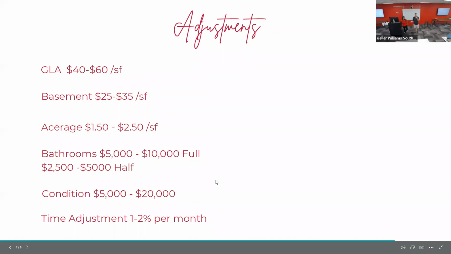Gross living area is any square footage that is above ground. So first, second, third floors, right? Anything that's not a basement is considered GLA. And you'll see that on the appraisal report. We have the GLA square footage and adjustment, then we have a basement square footage and a different adjustment.